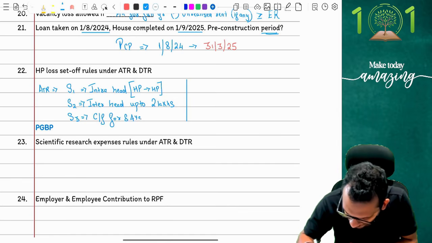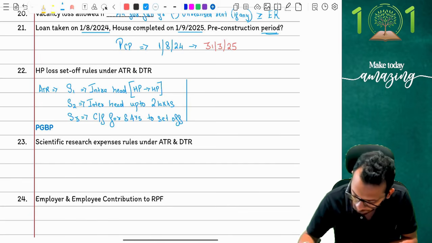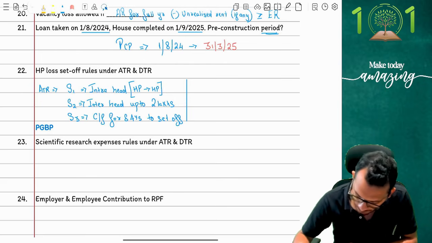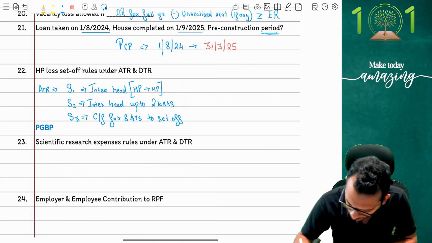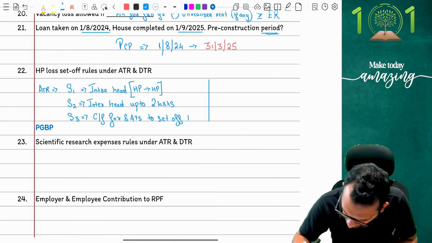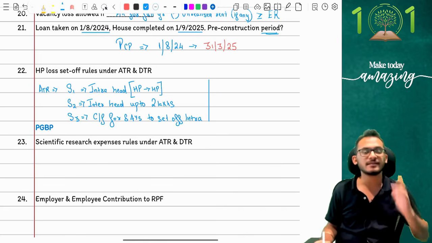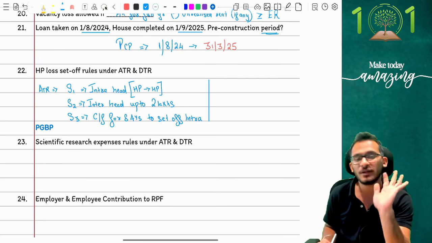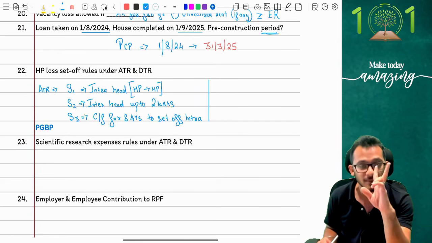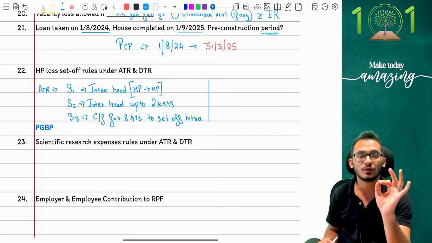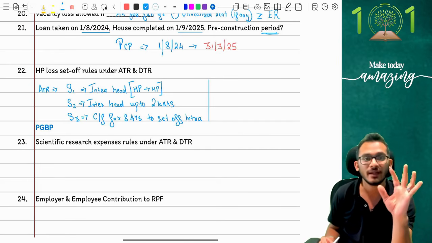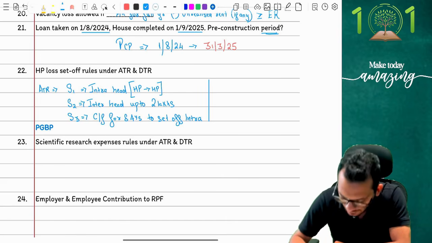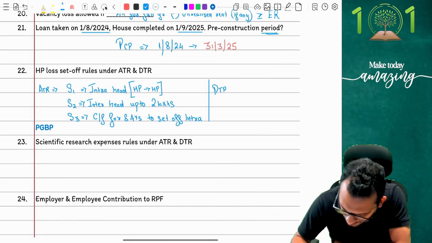You can carry forward for 8 assessment years to set off intrahead. To set off HP, to set off intrahead. Yes, that's the rule, people. The rule is very simple when it comes to DTR scheme. DTR scheme comes and says HP to HP set off permitted. If you're not able to set off HP to HP, simply go and set off against other heads, but maximum restriction of 2 lakh rupees. If you're not able to do that, please carry forward for a period of 8 assessment years to claim the deduction accordingly.